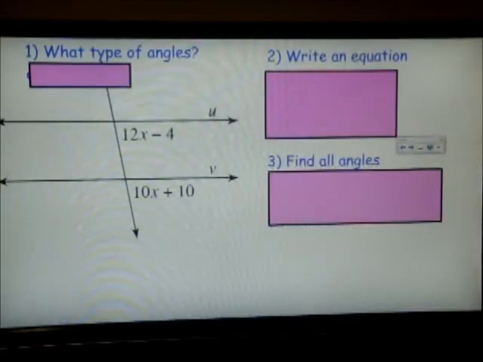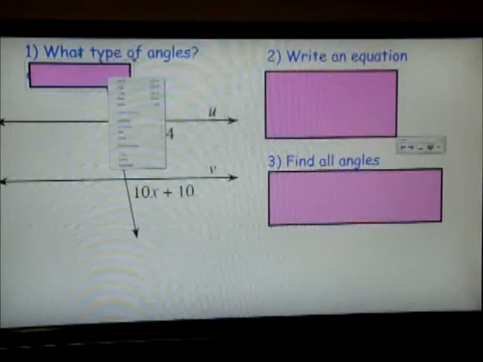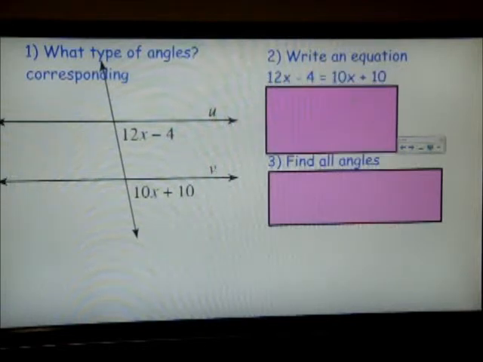So in our first diagram, we're given two angles, 12x minus 4 and 10x plus 10. So the first question we need to answer is, what type of angles are we looking at? Looking at the picture, those two angles are in the same place, so they are corresponding. If they are corresponding, then I know that the angles are equal. So when I write my equation, that would be how I set it up. 12x minus 4 equals 10x plus 10. Pause the video and solve for x.